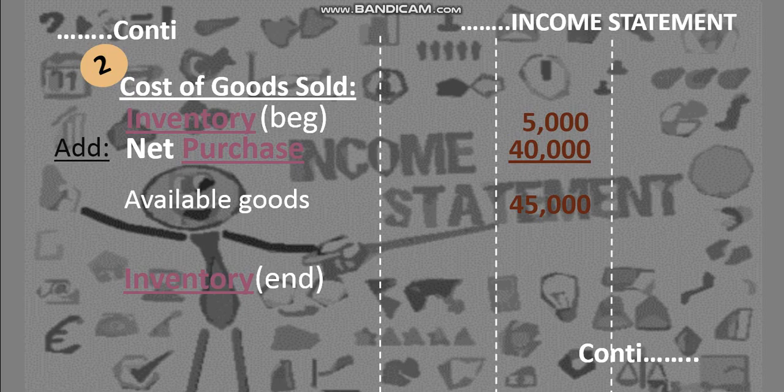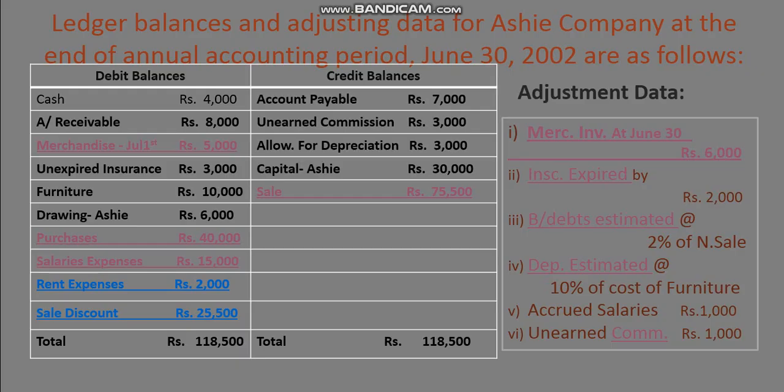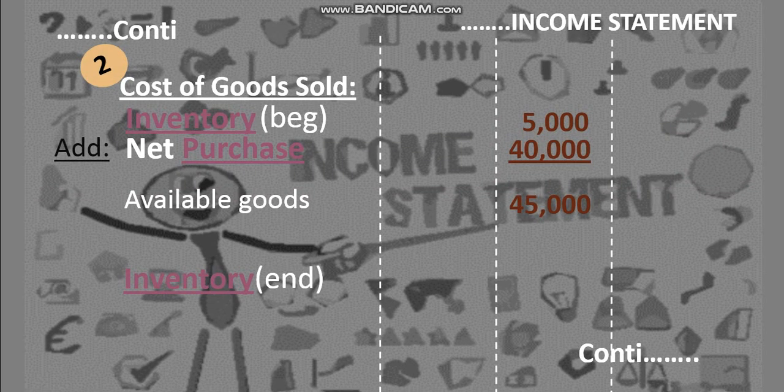Inventory ending is the third part of the cost of goods sold, and we can find it from the adjustment data. We can identify the inventory ending with its date. It is mentioned that it is the last date of the month. Here it is 6,000. Inventory ending will be written in the second column with the bracket sign. It shows that it is subtracted from the goods available. When we subtract 6,000 from 45,000, we will get 39,000, that is the cost of goods sold.